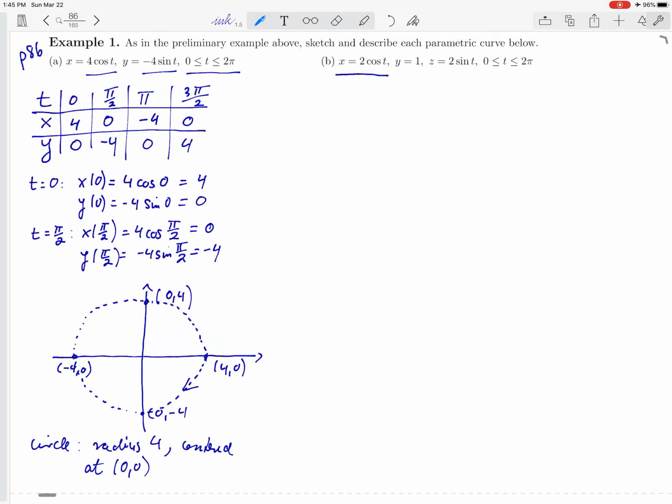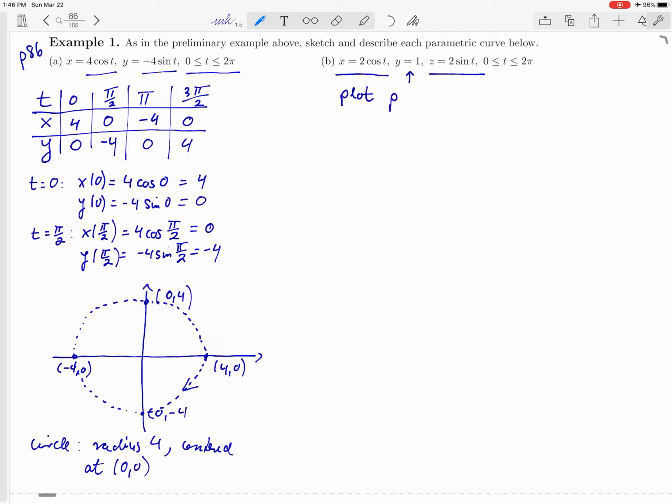Again, we have x is equal to 2 cosine t, and z is equal to 2 sine t, and y is constant equal to 1. So this curve lives in 3 space. Before, the two examples that we saw were just living in the xy plane. But now we actually have something that lives in 3 space. Fortunately, y is constant equal to 1, so we're going to ignore that for the time being, and we're going to start by plotting what this curve looks like in a projection onto the xz plane.